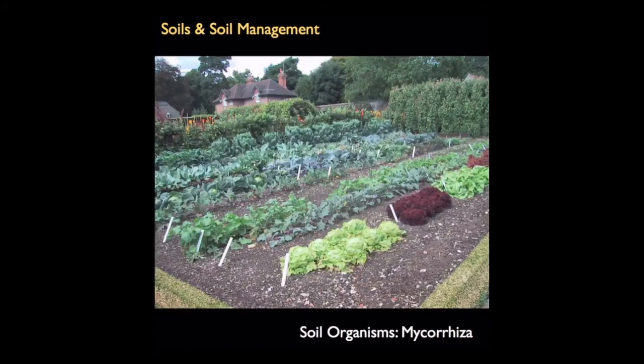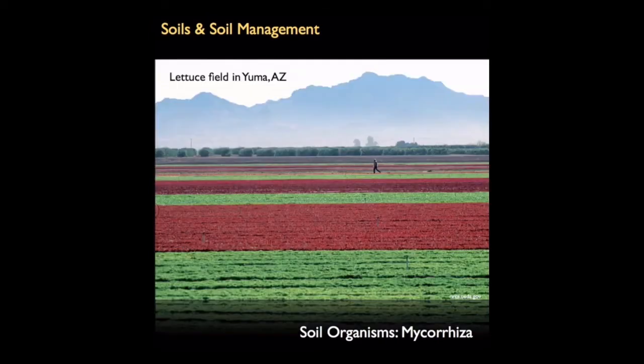Some crops that do not form mycorrhizal association include many members of the cruciferae family, for example, broccoli, cabbage, and mustards, and the Chenopodiaceae family, such as lamb's quarters, spinach, and beets. The level of dependency on mycorrhizae varies greatly among varieties of some crops, including wheat and corn. Land management practices affect the formation of mycorrhizae.